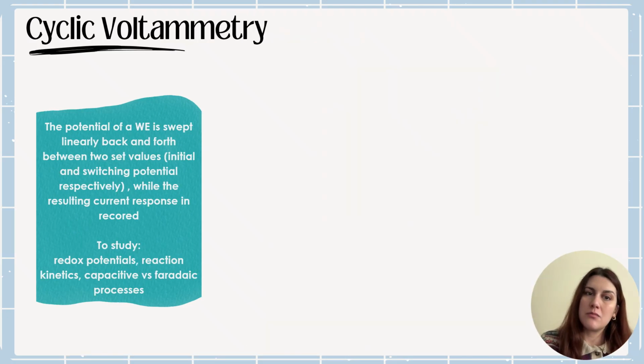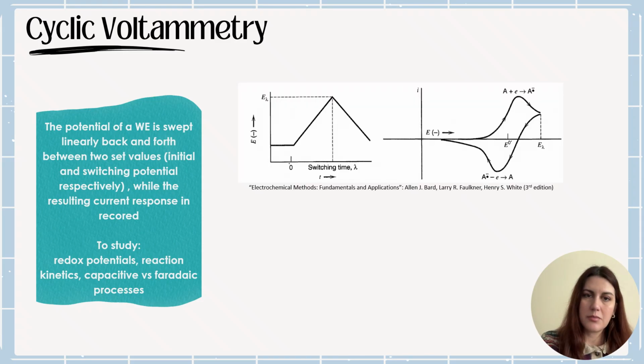Moving on, one of the most widely used electrochemical techniques is cyclic voltammetry. It is a powerful method for studying redox reactions, reaction kinetics, and charge storage mechanisms. In cyclic voltammetry, the potential applied to the working electrode is swept linearly between two values called the initial potential and the switching potential. Once the switching potential is reached, the direction of the potential sweep is reversed, and the potential is scanned back towards the starting value. Because the potential moves forward and then backward, the measurement forms a complete cycle.